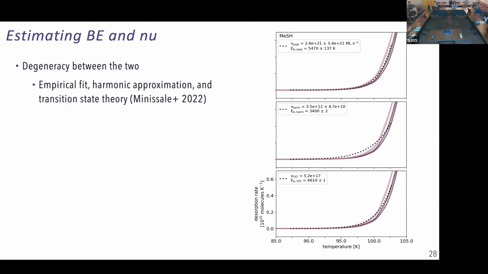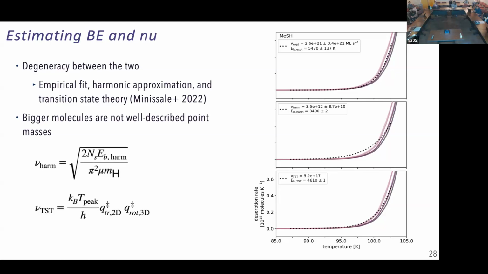The empirical fit is that we just let it fit for both and find the best fit. There's a harmonic approximation, which assumes the molecule is a point mass and it's just vibrating. And then there's this new method called transition state theory, which accounts for the rotational and translational degrees of freedom. This is more important for larger molecules, and bigger molecules, like methyl mercaptan, we assume are not well described by point masses. These are just the two equations, and all I wanted to point out was that we need to include these two partition functions.